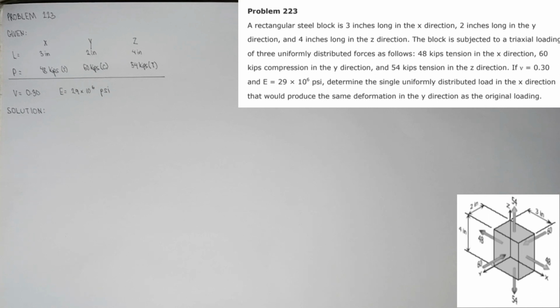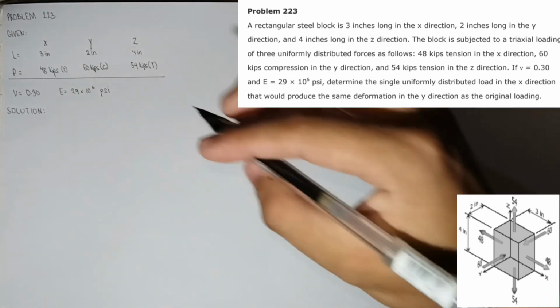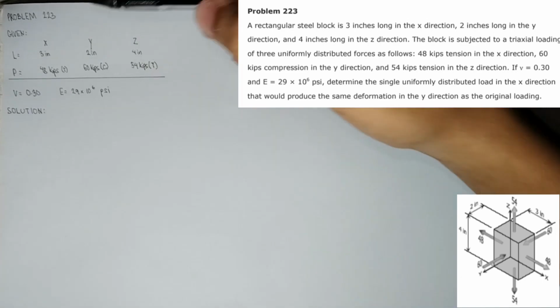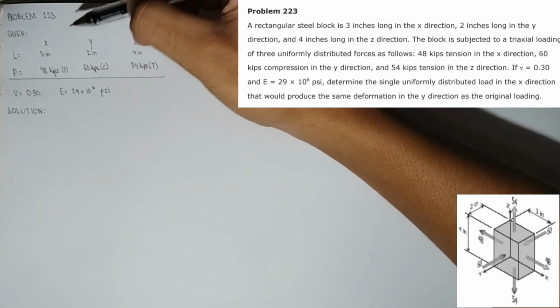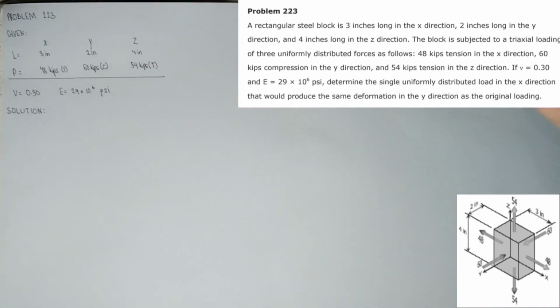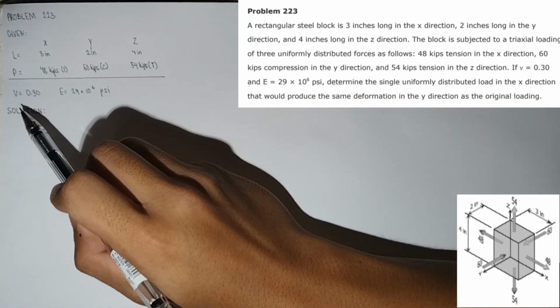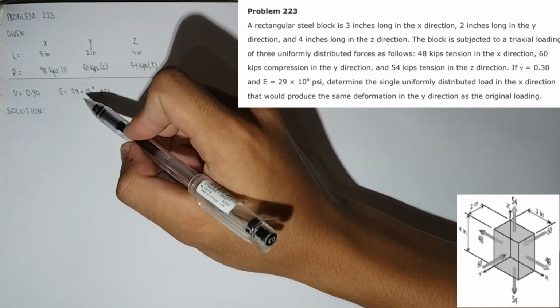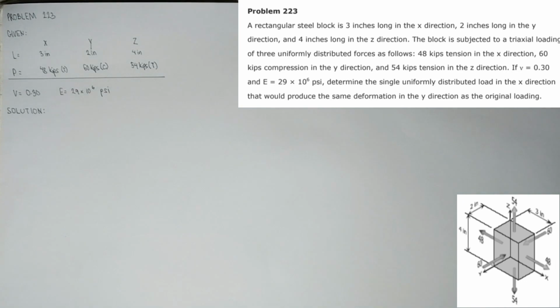determine the single uniformly distributed load in the x direction that would produce the same deformation in the y direction as the original loading. Okay, so here it is guys. These are basically the givens. These are the lengths for the x direction, y direction, z direction, and these are the loads, the letter P. This v is the Poisson's ratio 0.30 and our modulus of elasticity is 29 times 10 raised to 6 psi. So let's move to the solution.